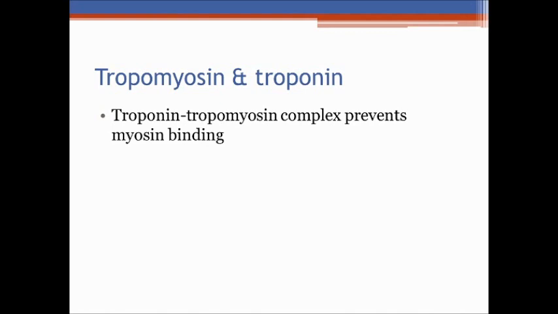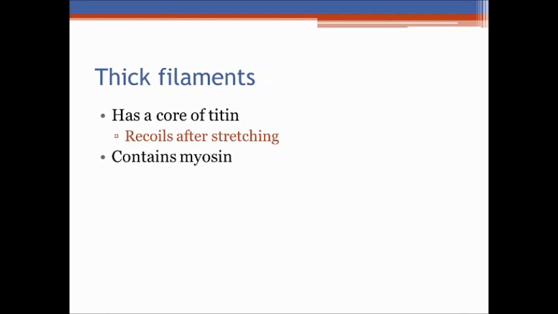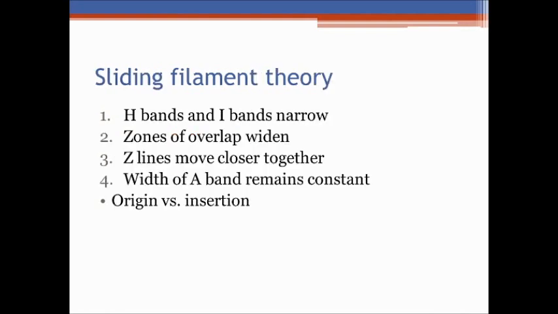So like we said before, the troponin-tropomyosin complex prevents myosin binding, and also tropomyosin helps to prevent actin and myosin interactions. Thick filaments have a core of titin, which recoils after stretching because titin is an elastic protein. And thick filaments, like we've said before, also contain myosin.